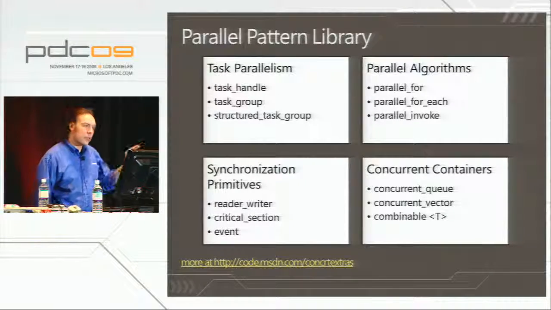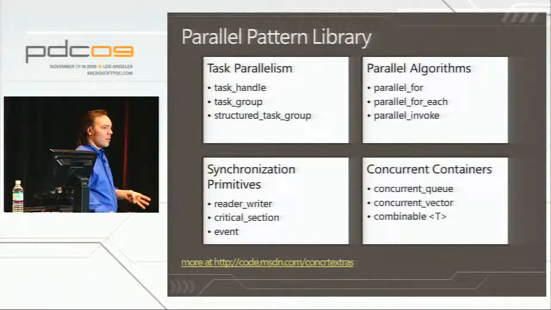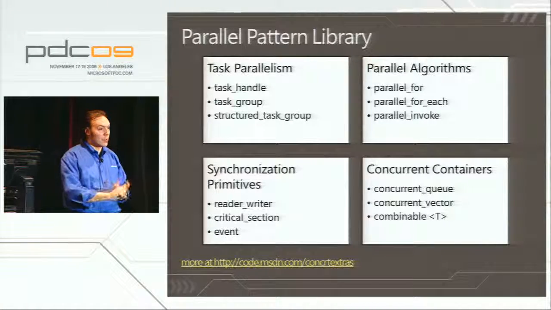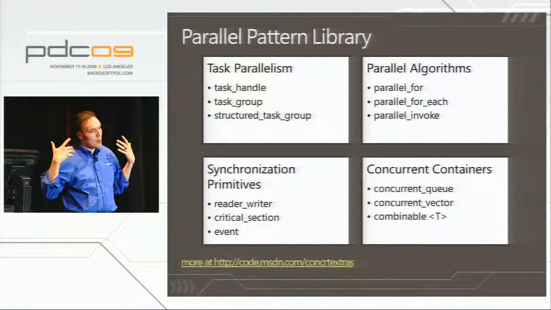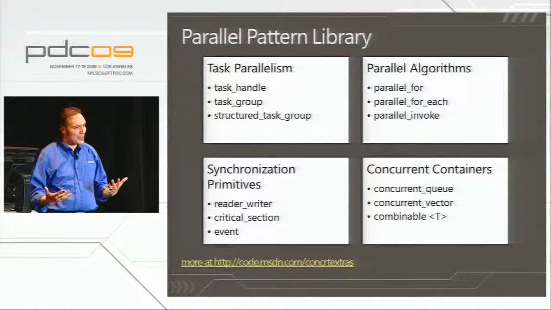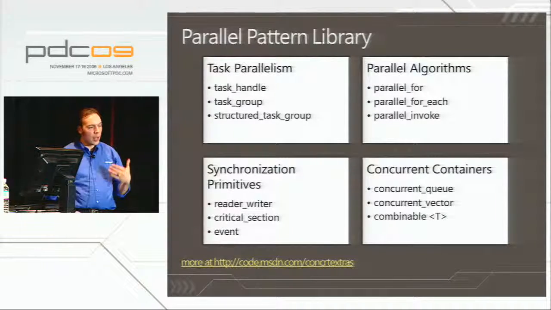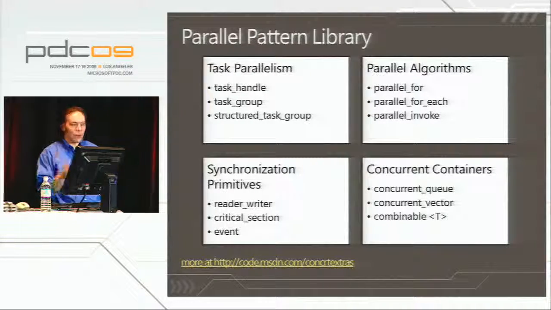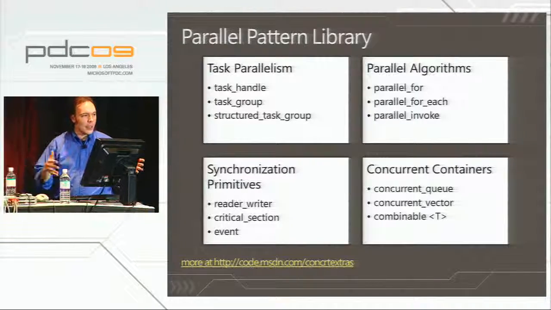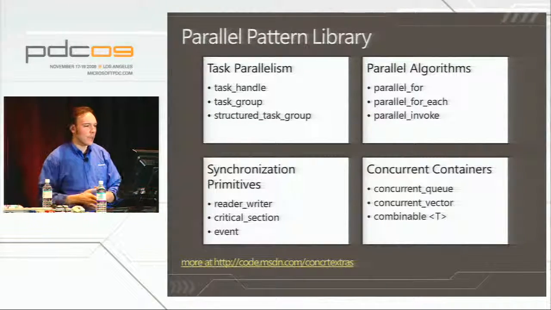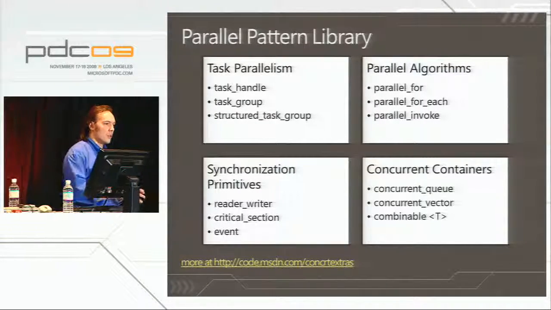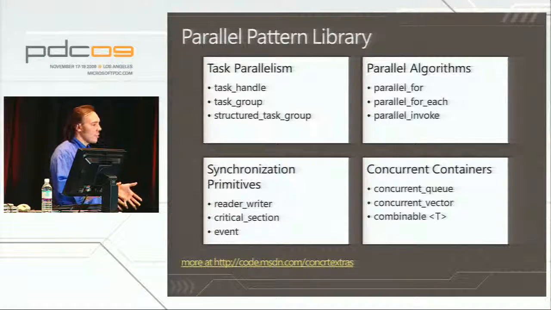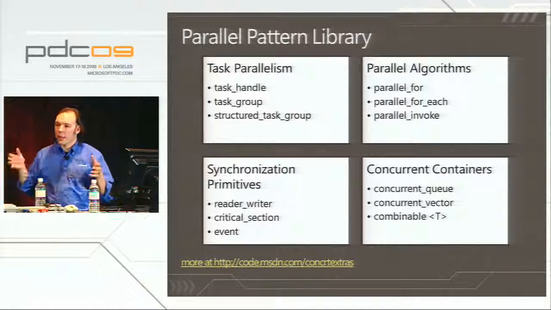We have 3 concurrent containers in the box. We have a concurrent queue, which is very straightforward. You can call push on it and you can call try_pop on it. There's also non-thread-safe iteration, so when you know you're all done with your appends and adds, you can iterate over it like a container. Then there's concurrent vector, which offers random access iteration while you're appending to it. And combinable.